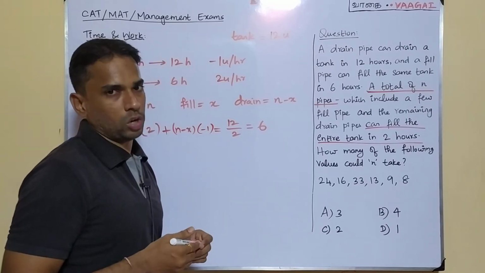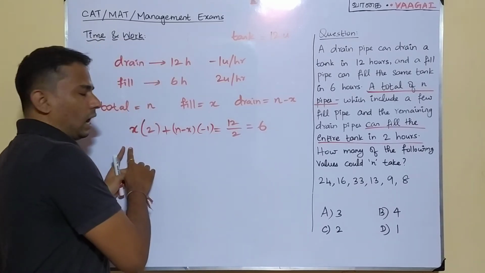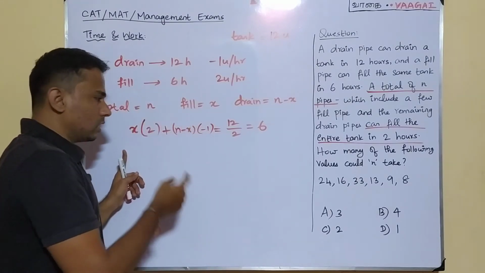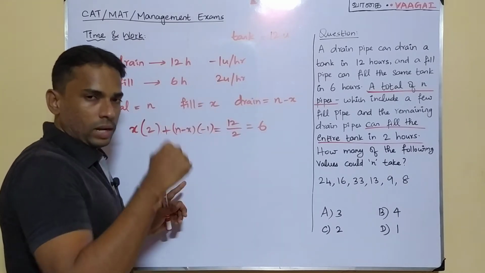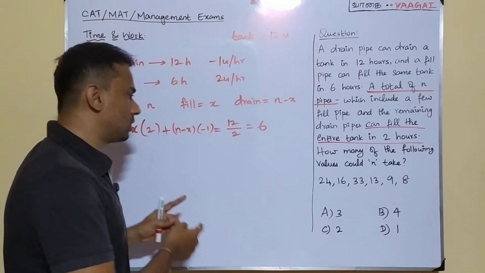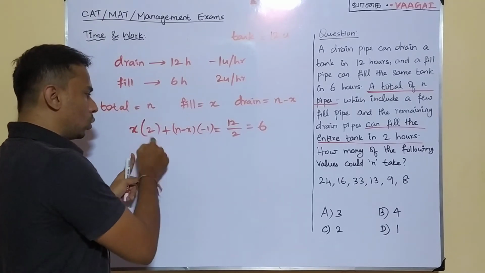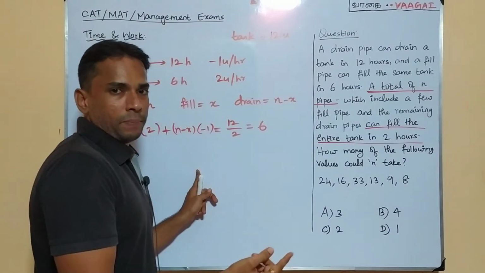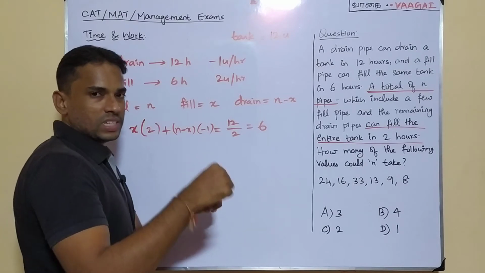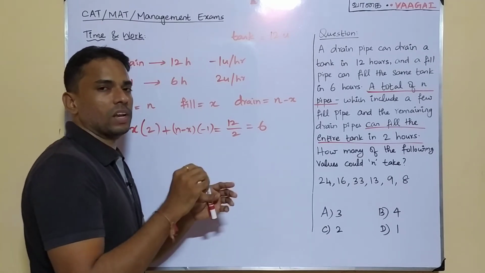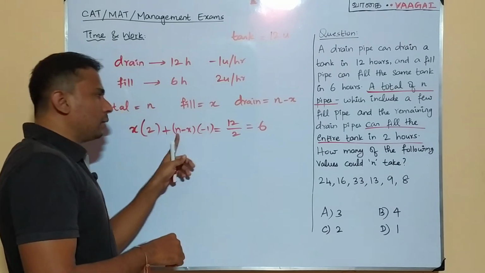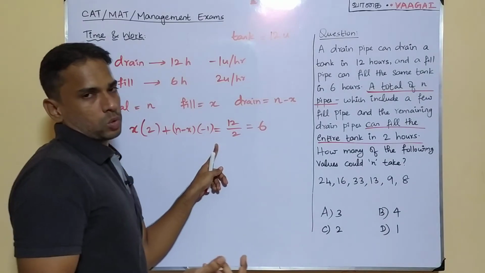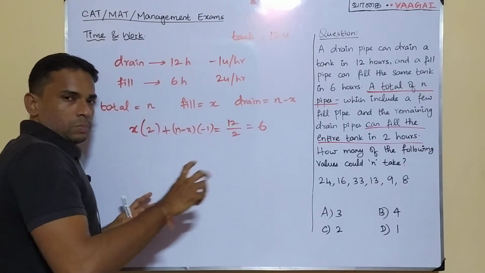I hope you are able to carry the logic, understand the logic, is it or not? See, in 1 hour, I know one filling pipe can fill 2 units, right? Yes, that's the meaning of this 2 units per hour. So it means in 1 hour, one filling pipe can fill 2 units. That means there are x filling pipes here, so 2 into x, and in 1 hour, one draining pipe can empty 1 unit. So that is the efficiency. In terms of efficiency, we'll write it as minus 1 unit per hour. So minus 1 times of how many draining pipes are there? n minus x are there, and this is what is equal to 12 by 2, which is going to be 6.